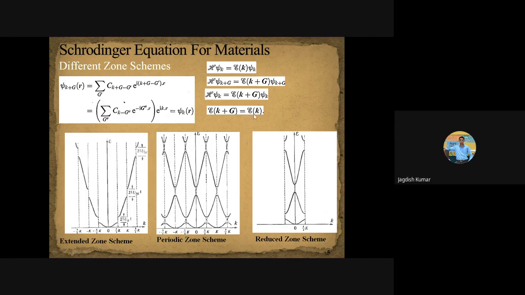So what does this property say? E of K plus G is equal to E of K. So let me take any point here. Say E0, let us assume K is equal to 0. So E0 will be equal to what? It is going to be exactly the same as E0 plus 2 pi by A, isn't it? So E0 is E0 plus 2 pi by A. What is 0 plus 2 pi by A? This point here. Correct?